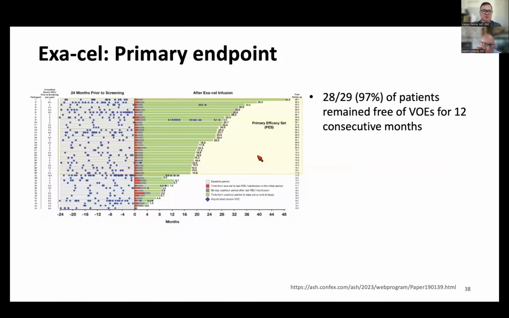They use a similar plot to track the pain crisis. In this case, these are the blue dots or diamonds that you can see. And again, before time 0 are the pain crises the patients had 2 years before they got the treatment, and then they're tracking the vaso-occlusive crisis after the treatment. Similarly, it's not perfect. You can see that a few patients still had some pain crisis, but overall 97% of patients remained free of vaso-occlusive crisis for 12 consecutive months.